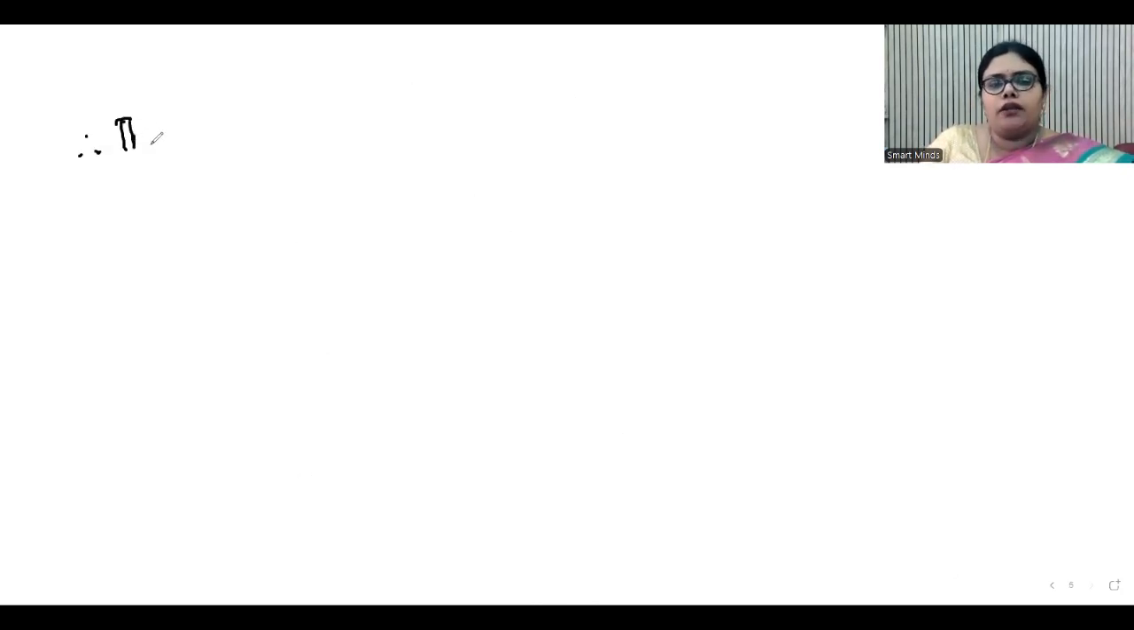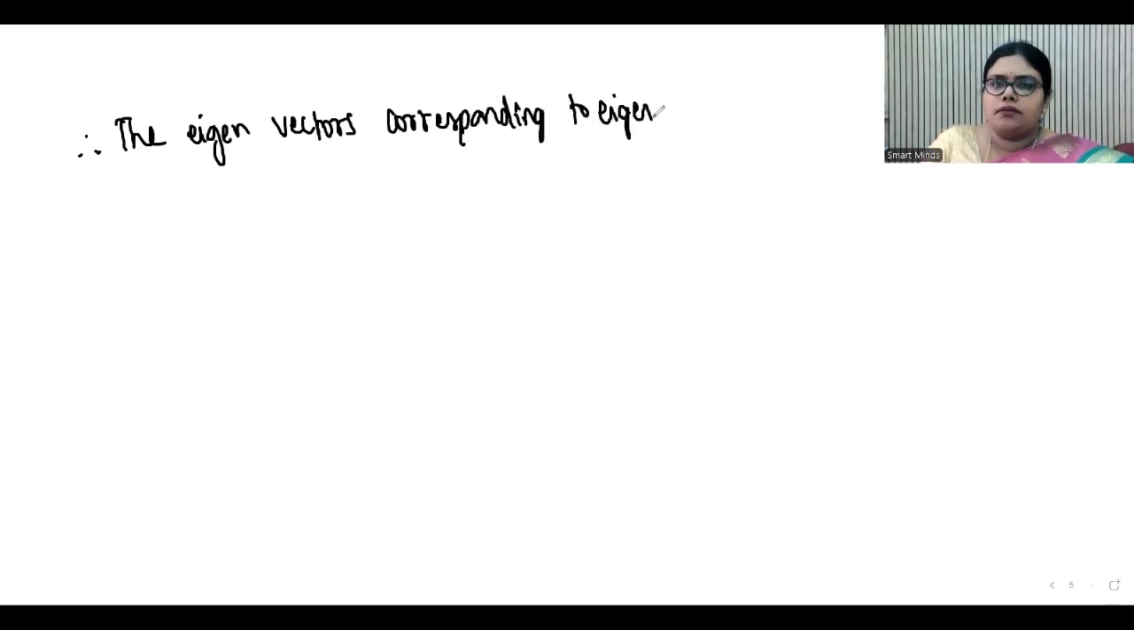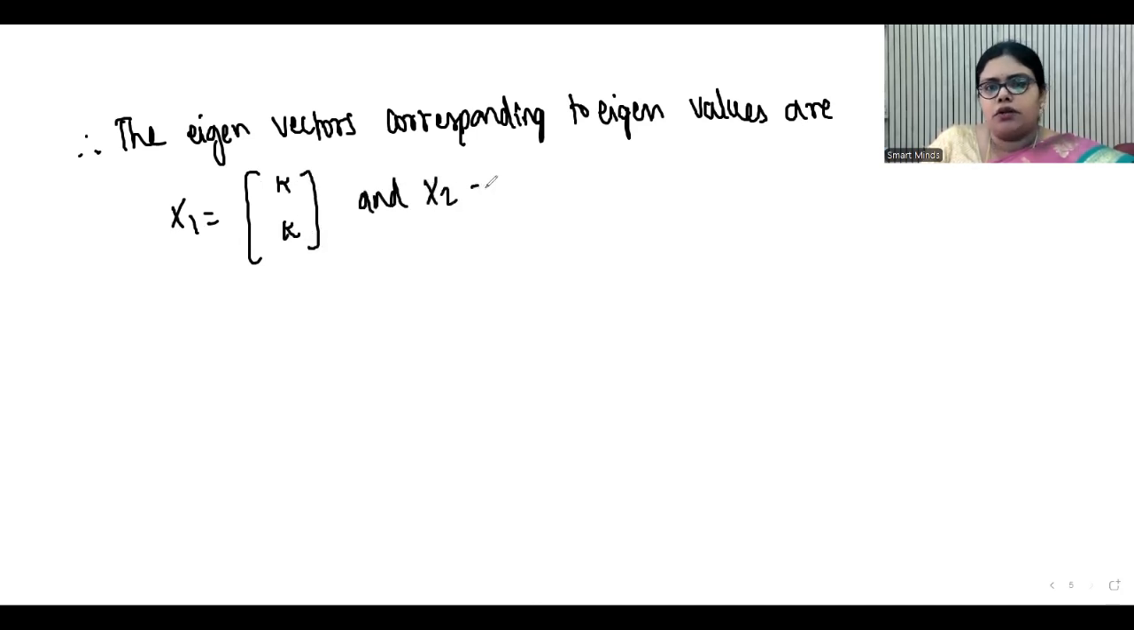So what are the eigenvectors? You got two eigenvectors. So the eigenvectors corresponding to the eigenvalues are x1 is equal to [k, k] and x2 is equal to [minus 4 by 3 k, k] respectively.